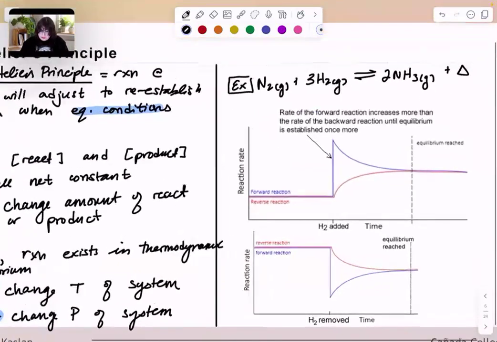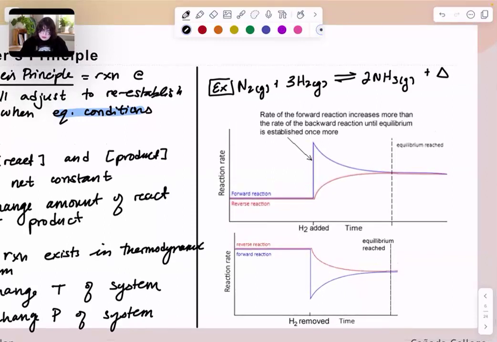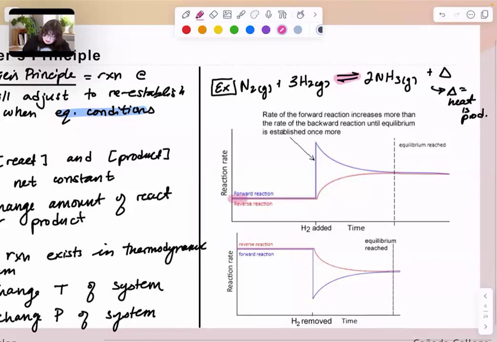So let's look over here at an example. We are looking at the reaction between nitrogen gas and hydrogen gas to form ammonia gas. This is an exothermic reaction, and I've indicated that by showing that delta, which is our stand-in for heat, on the product side. Heat is produced, right? Exothermic. And let's look at the case of when we exist in equilibrium. So here we are existing in equilibrium. And this would be our system before we disrupt it.